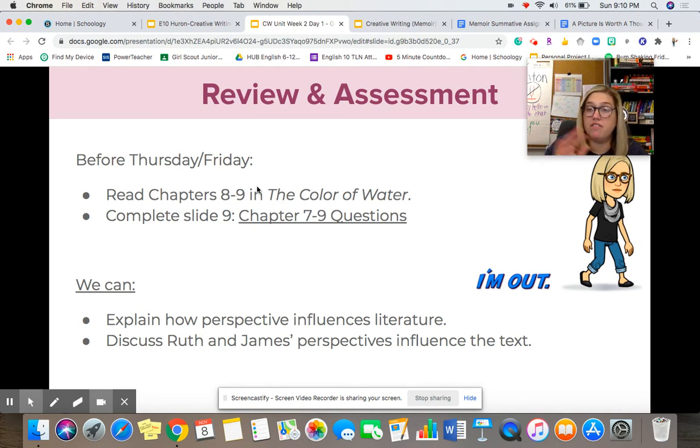Wednesday's assignment, if you're behind on the reading, you have the choice to do your choice reading, or you can catch up on Color of Water. Okay. There's also a journal prompt, but I won't be requiring you to read your choice reading on Wednesday. If you need to use that time to catch up on Color of Water instead, you can do that.